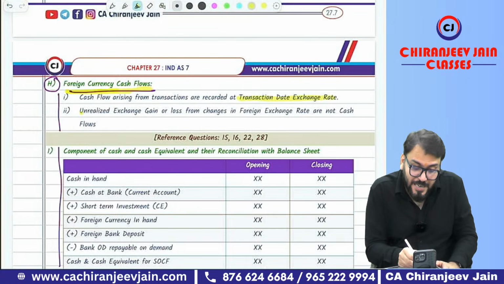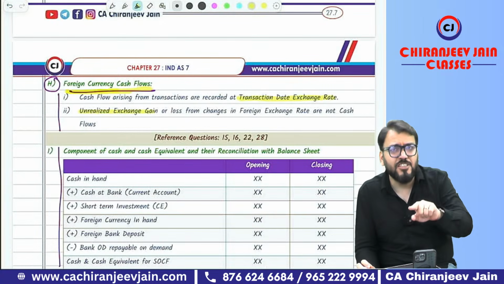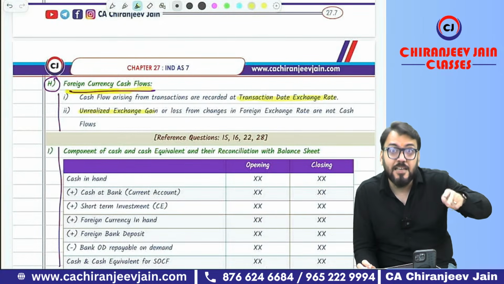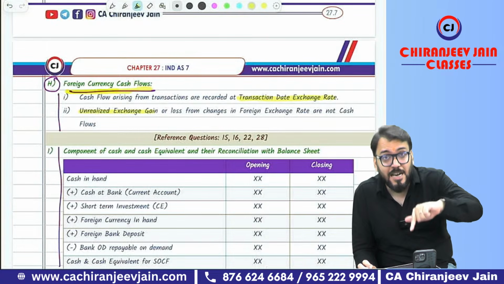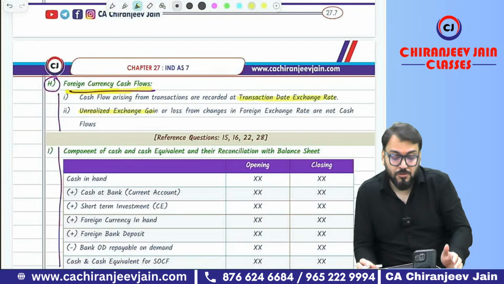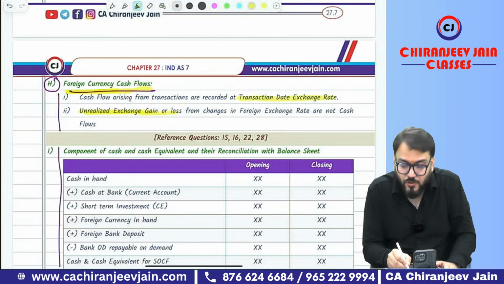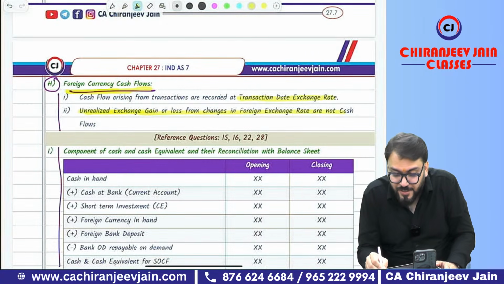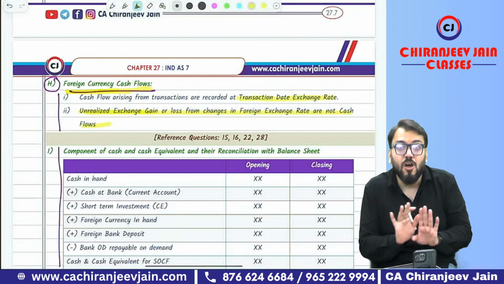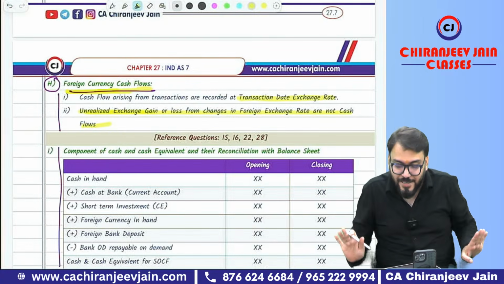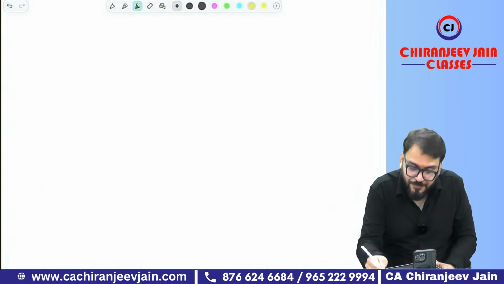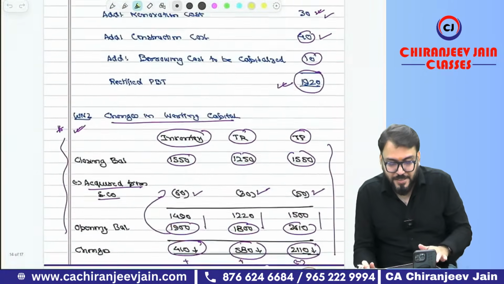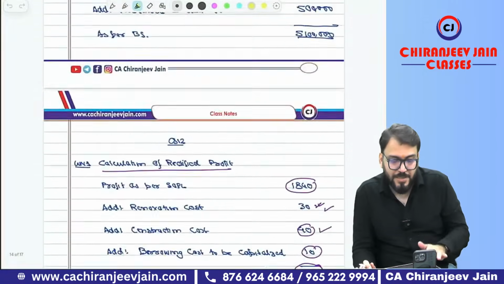Exchange gain can be of two types: realized and unrealized. On settlement it becomes realized, but on translation it is unrealized. So any unrealized exchange gain or loss from changes in foreign exchange rates is not a cash flow. Understood? Let me explain this particular point with one example.